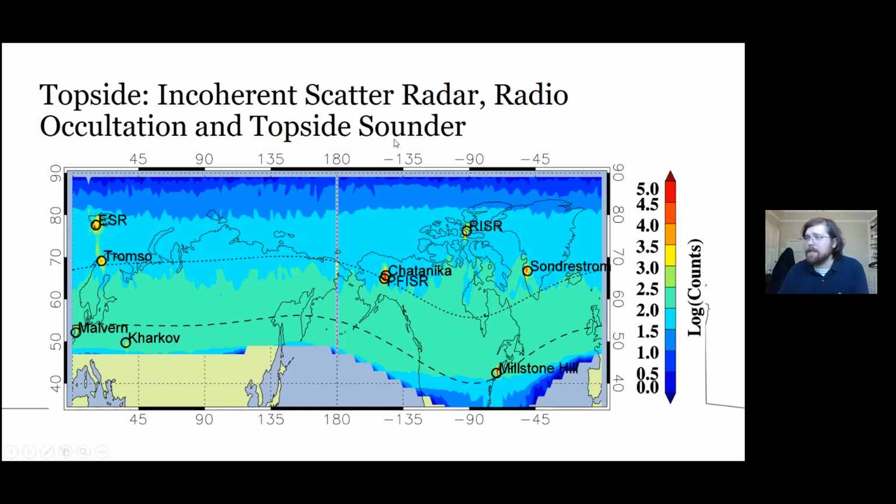And then topside sounders, which are ionosondes mounted to satellites looking down, that give you the profile in the top side down to the F2 peak. So this plot here is just a demonstration of the coverage of those measurements used to represent the top side of the model.